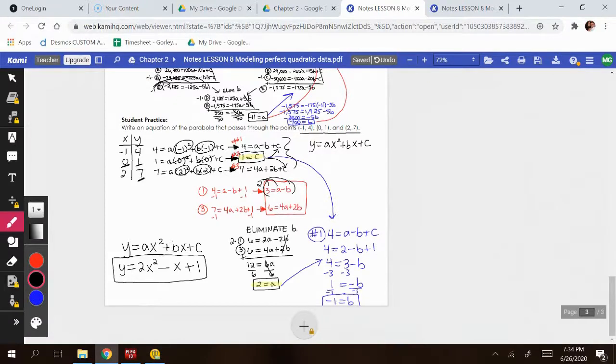Again, system of equations takes quite a bit of time. Tomorrow, in our lesson tomorrow, I will show you a much quicker way to get your quadratic equation using the regression feature on your calculator.